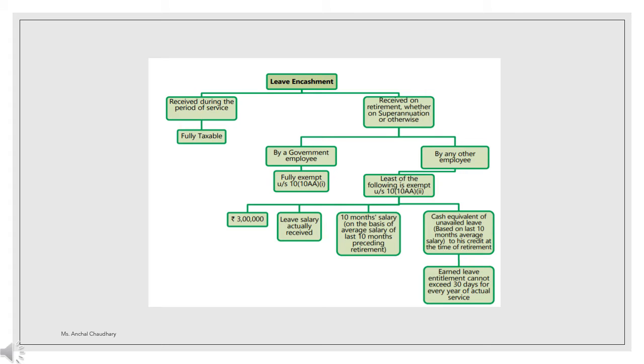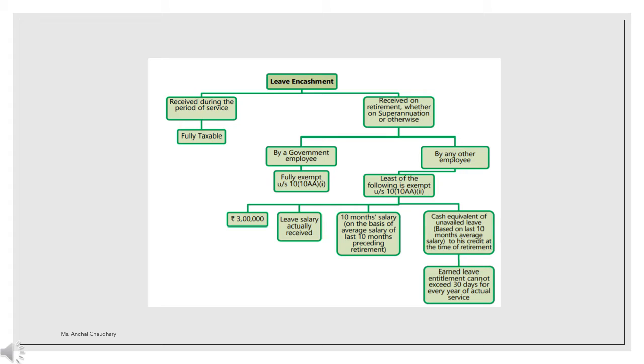Leave encashment is basically a kind of allowance which is available under income from salaries. Whenever leave encashment is received during the period of service, when a person is still working in the organization, it will be fully taxable. When it is received on retirement, whether on superannuation or otherwise, by a government employee, it is fully exempted. No tax will be paid by government employees.